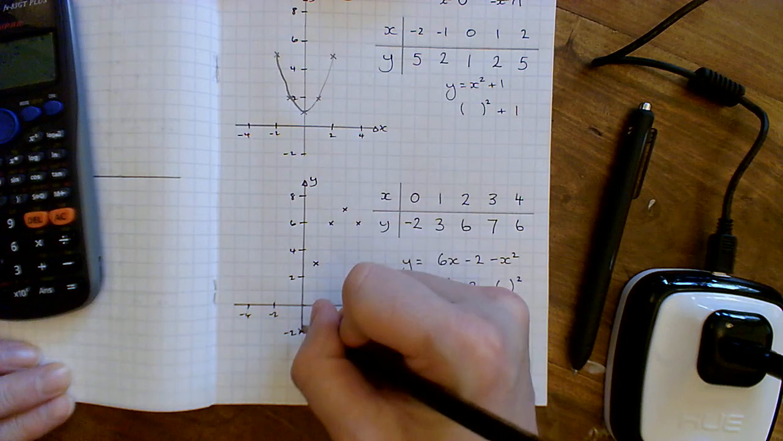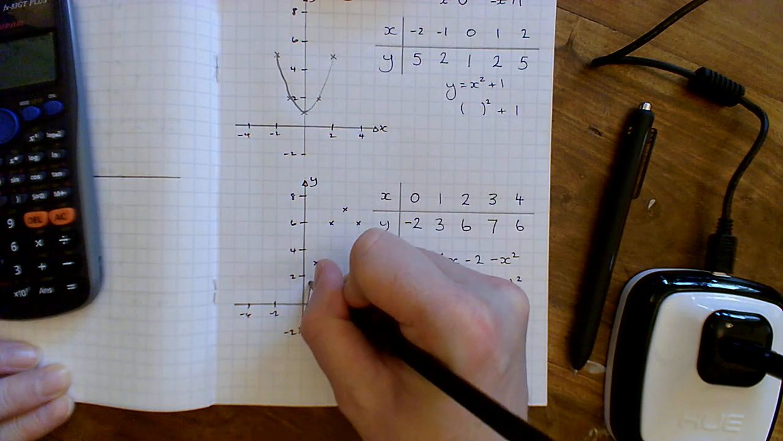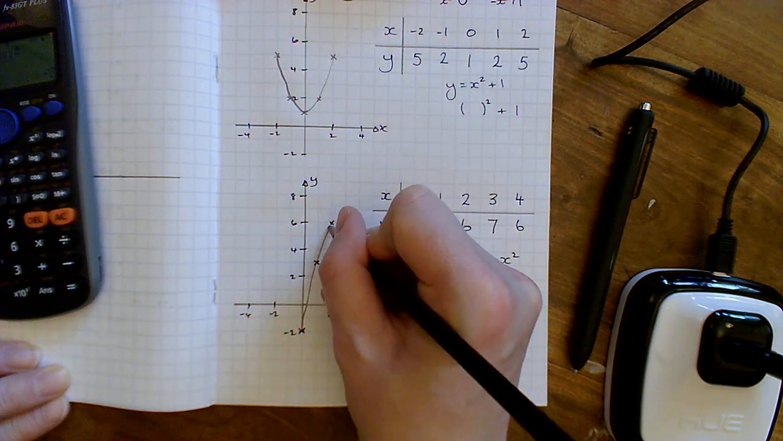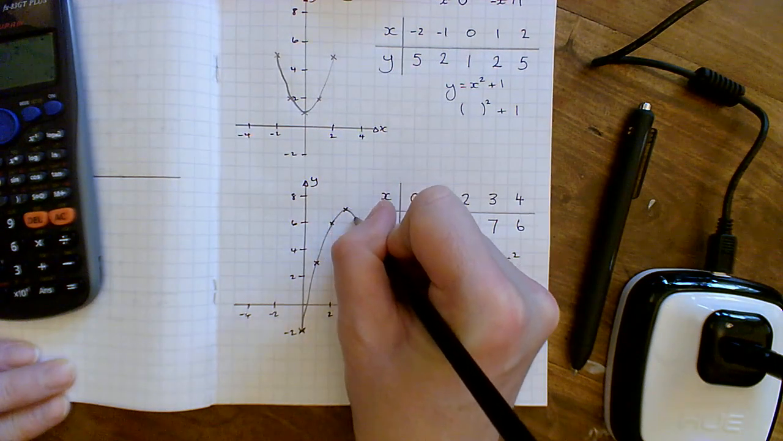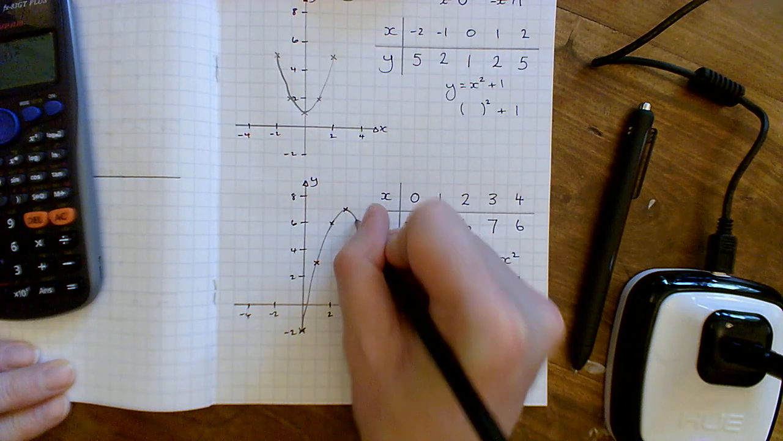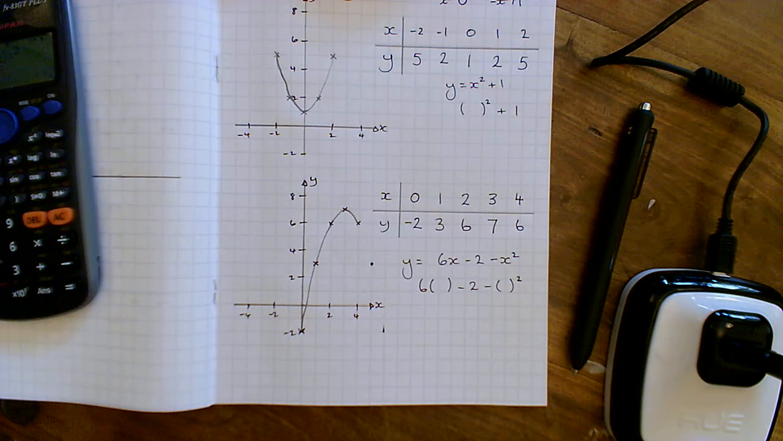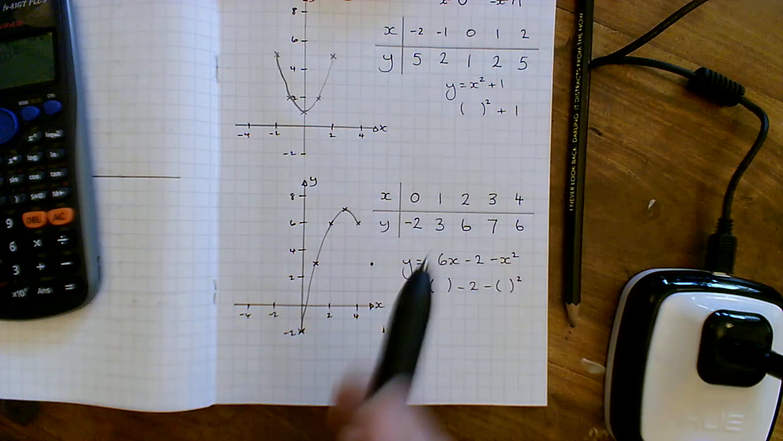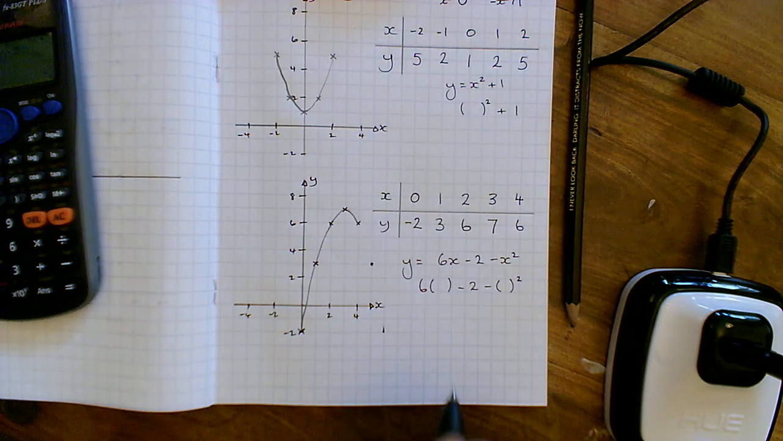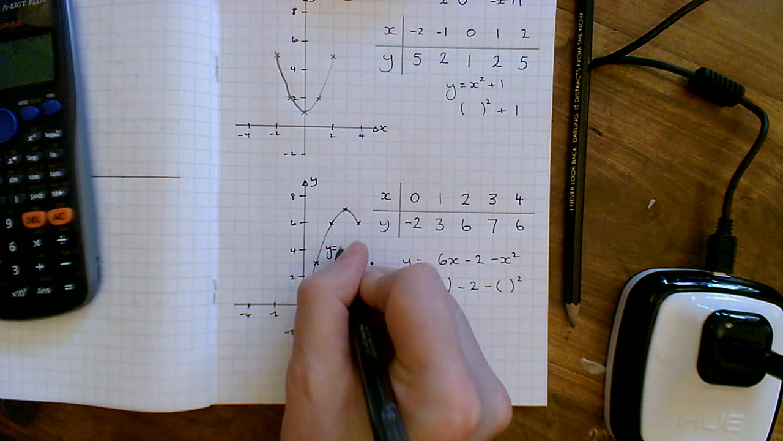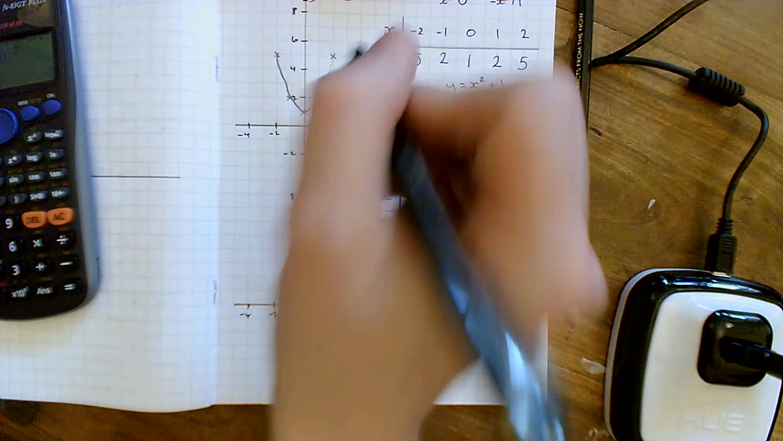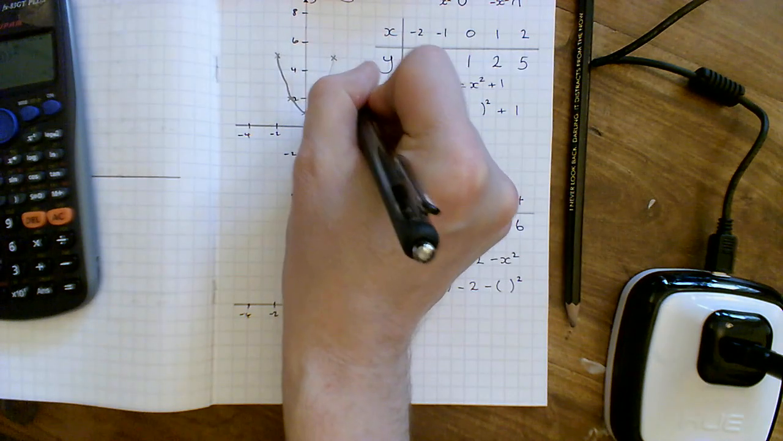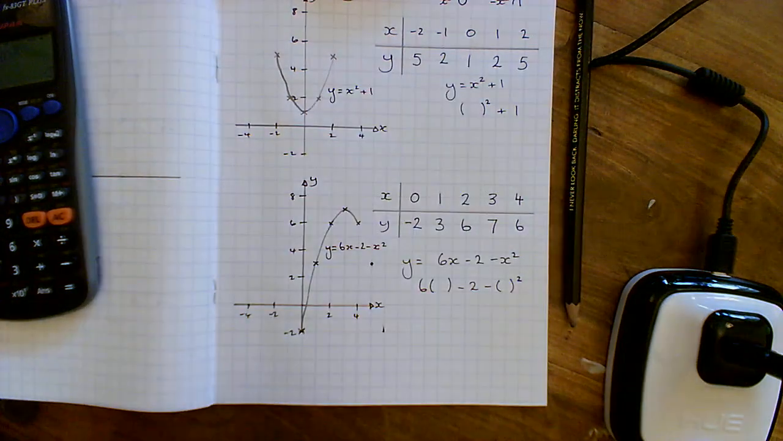I can now draw the graph in, so I try and draw this smooth curve. So we're going upwards, try and hit the point, move round, and then come down. And I'm only going to go to that one because these were just the ones I made up. So there's my graph. You should label your graph. So I'll write on here y equals 6x minus 2 minus x squared, and this graph up here was y equals x squared plus 1.